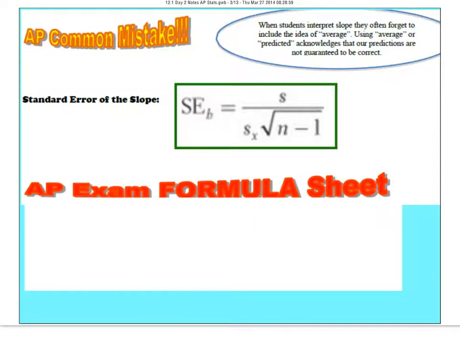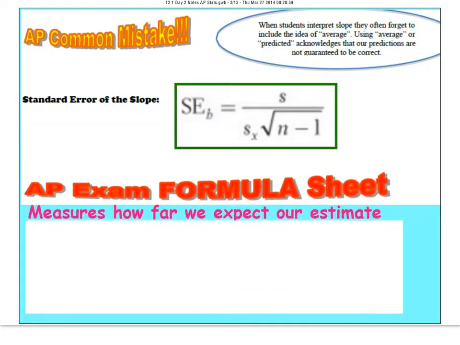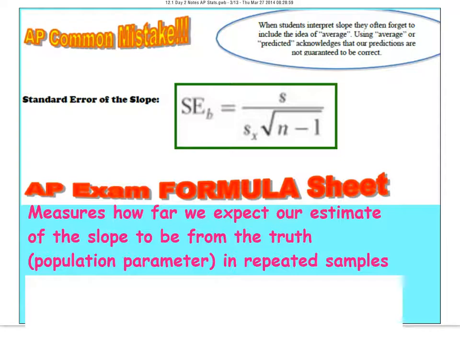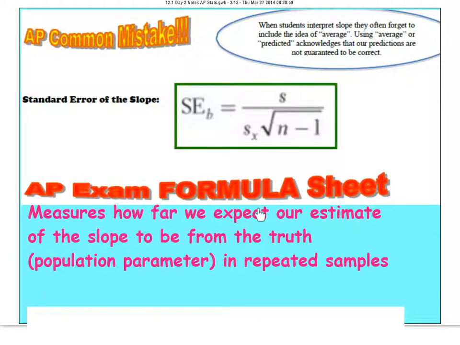So if you need to do it, again, it's the standard deviation of the residuals, the standard deviation of x, and then our sample size. What does it mean in context though? What it does is it measures how far we expect our estimate of the slope to be from the true population parameter in repeated samples. It's basically how much error we're going to have if we use our model for predicting our slopes.